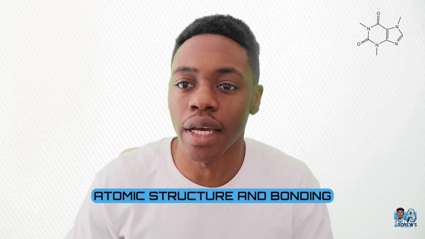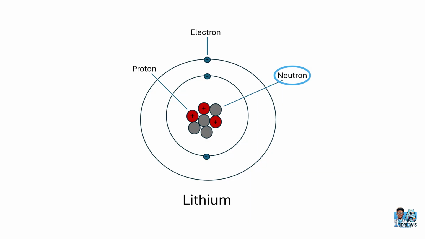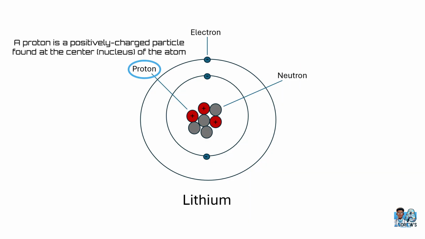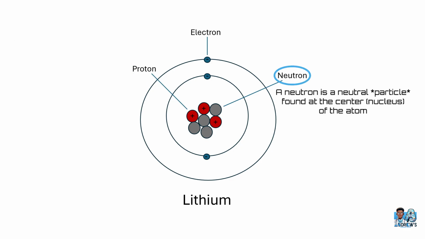Today we're going to talk a little bit about atomic structure and bonding. To begin, I would like to give a brief refresher on the structure of an atom using the Bohr model. So an atom contains protons, neutrons, and electrons. A proton is a positively charged particle found at the center or the nucleus of an atom. A neutron is a neutral particle, as the name suggests, that's also found at the nucleus of an atom.